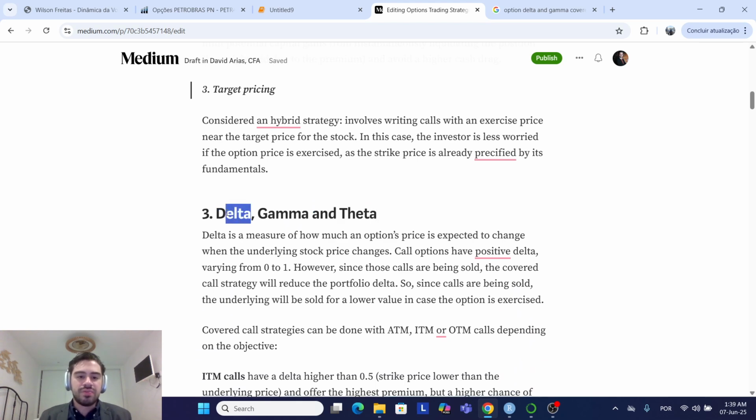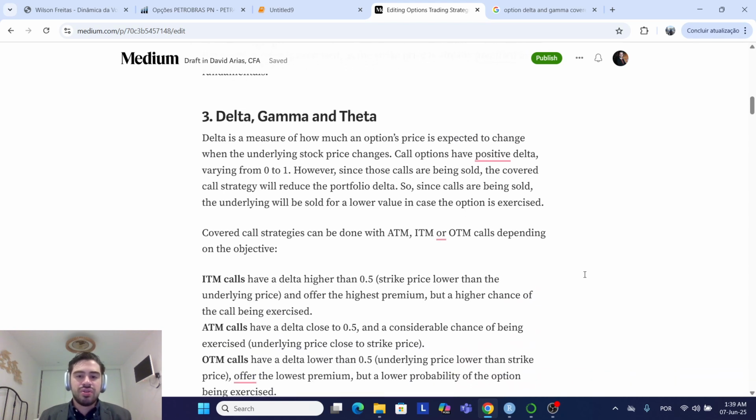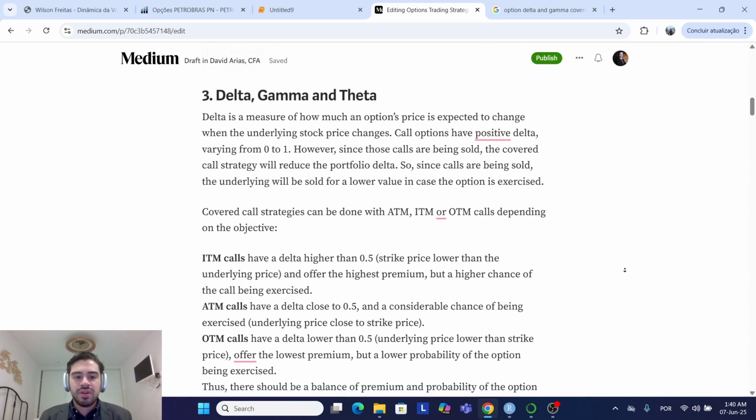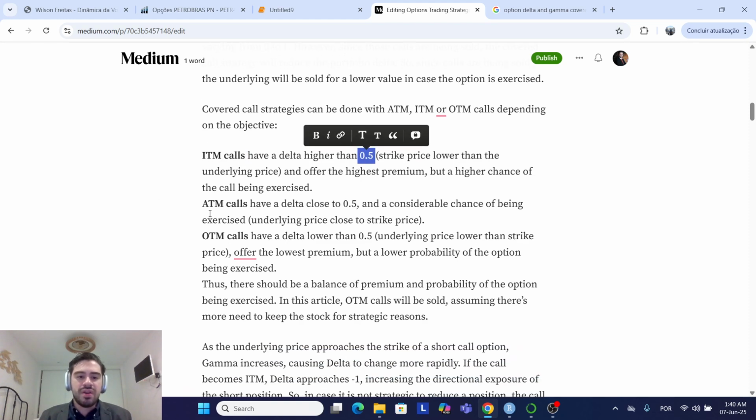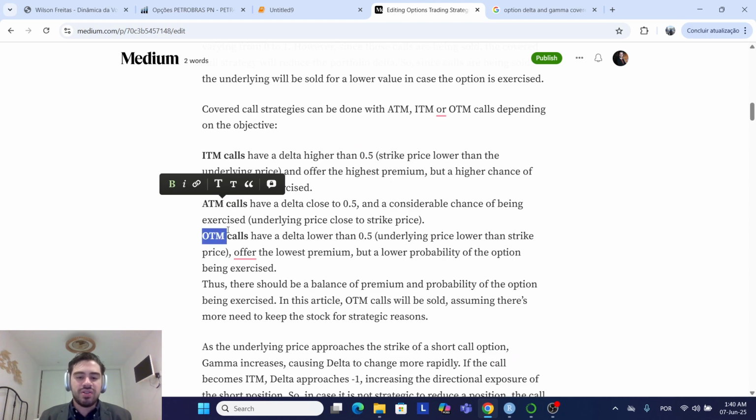Starting with delta. So delta is a measure of how much an option price is expected to change when the underlying stock price changes. So call options have positive delta, but since I'm selling those call options, I have a negative delta. Those calls can be in the money when the delta is higher than 0.5, at the money when it's 0.5, and out of the money when it's lower than 0.5.